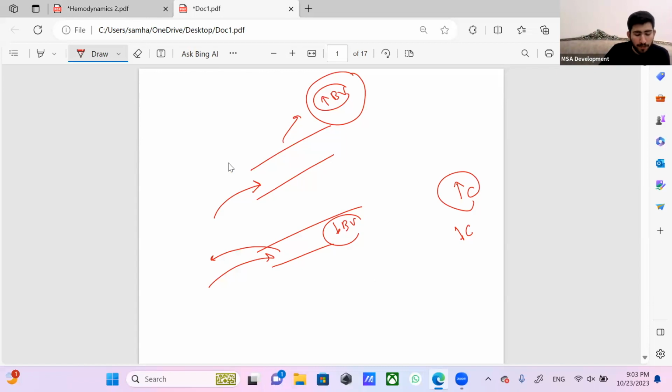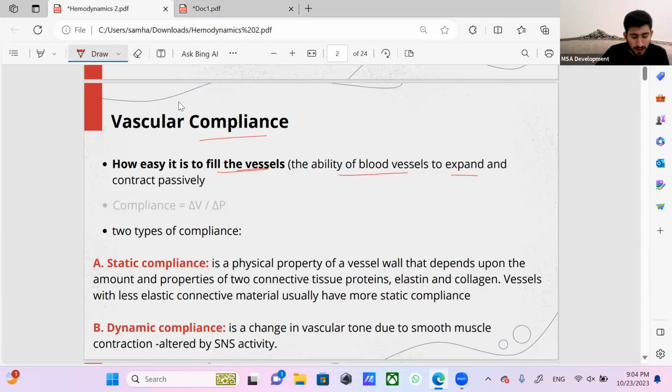And so if we have a blood vessel with low compliance, when we put blood in it, it will be stiff and the blood will revert back. But if it has a very high compliance, the blood vessel will be big, it will expand, and so it will contain a very high blood volume. And so that's what compliance means.